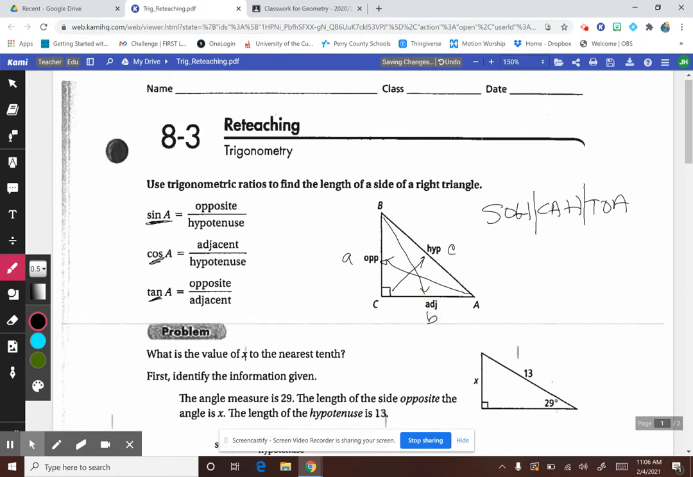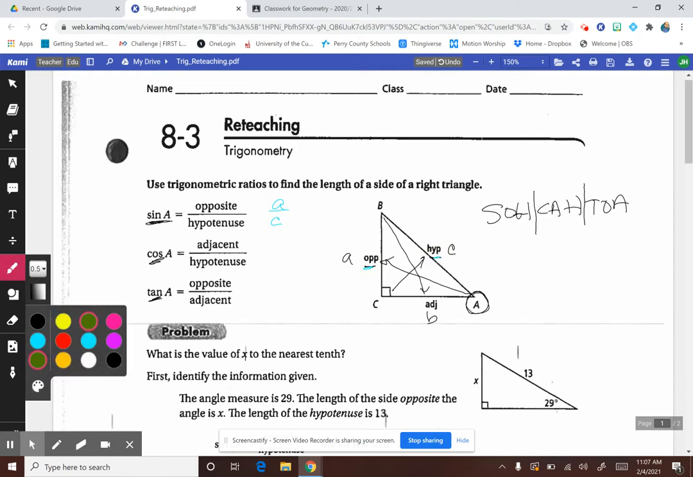So if we're talking about sine of A, our angle that we're really focusing on is here. So sine is opposite over hypotenuse. So opposite over hypotenuse would be A over C, okay? You can see that right there.